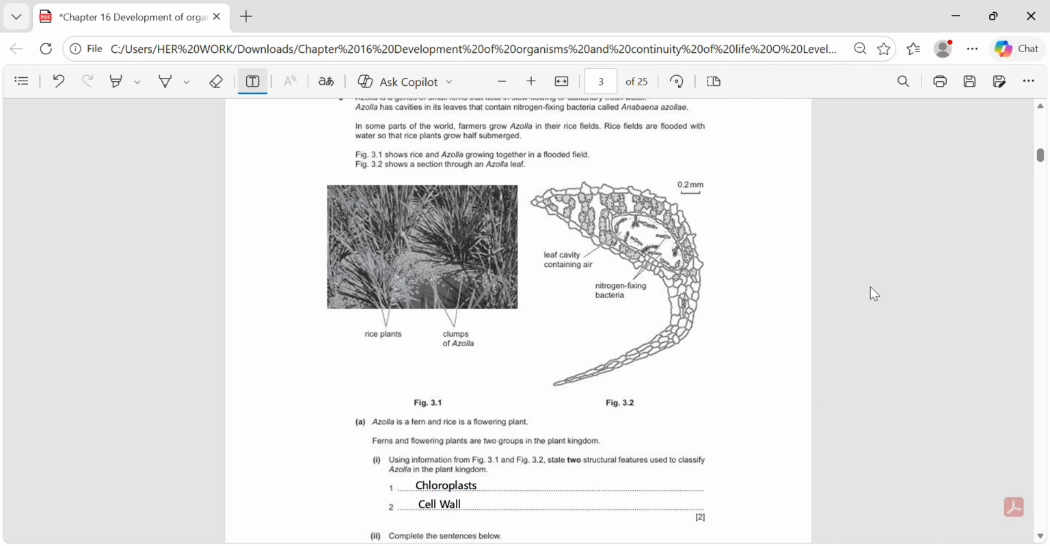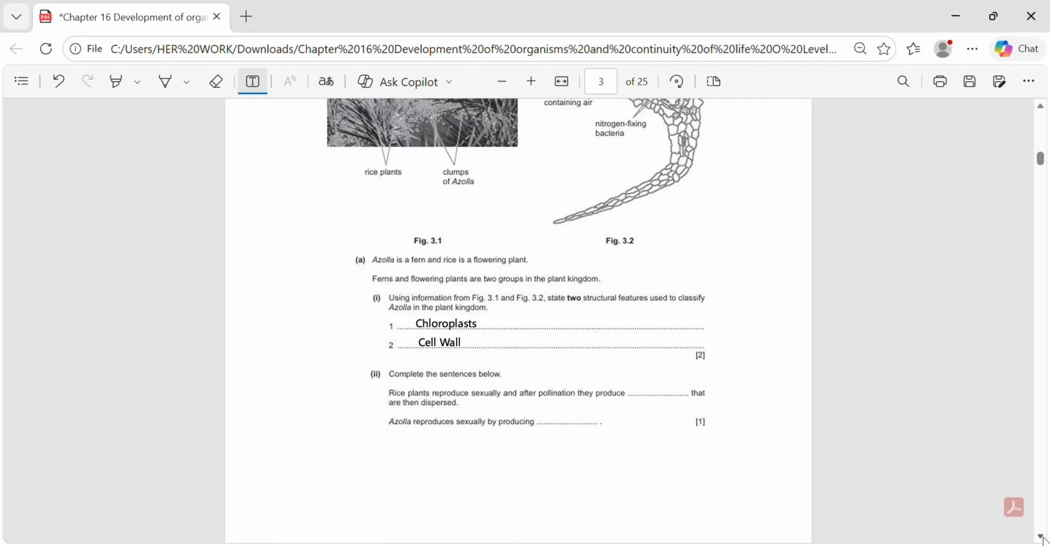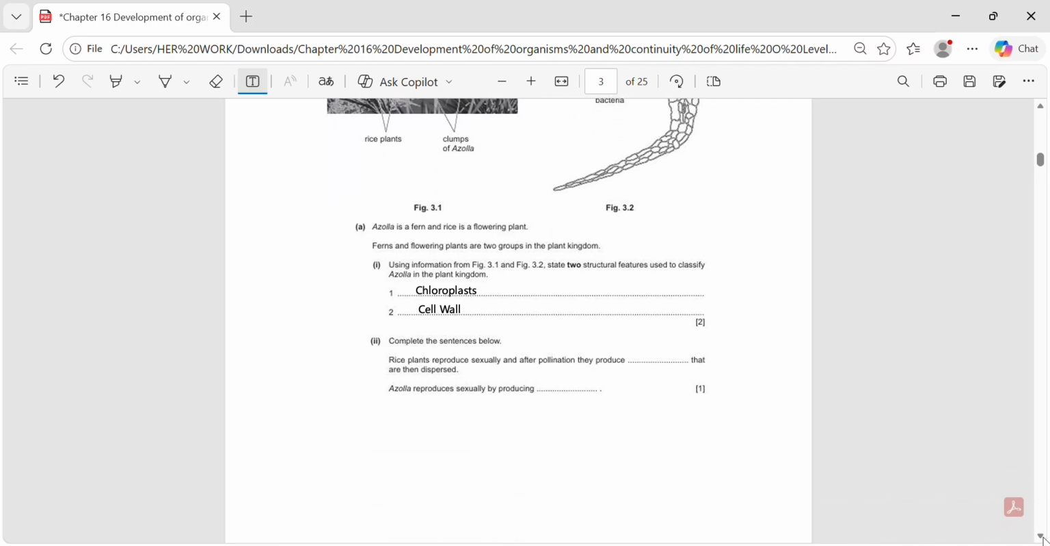This means that Azolla has chloroplasts, which are structures used for photosynthesis, allowing the plant to make its own food, and it also has cell walls, which provide support and structure to plant cells. These are key features that identify it as a member of the plant kingdom. This part was based on recalling basic knowledge of plant structure, and now we move to the next part which focuses more on the topic from this chapter.